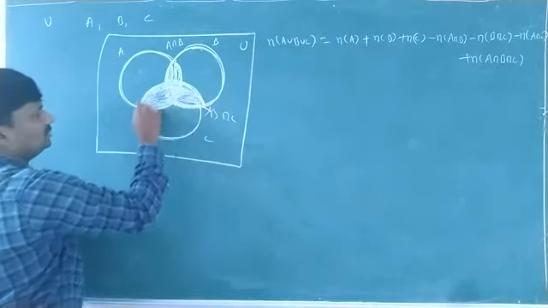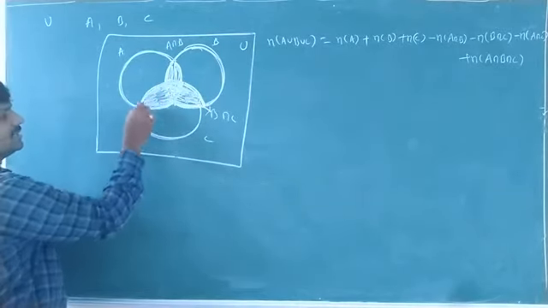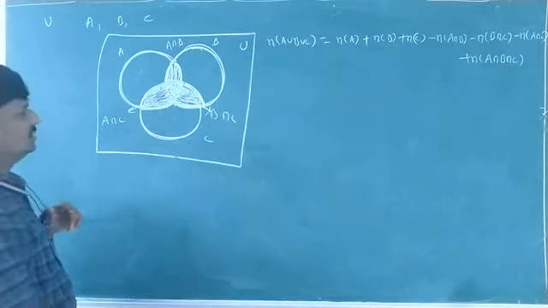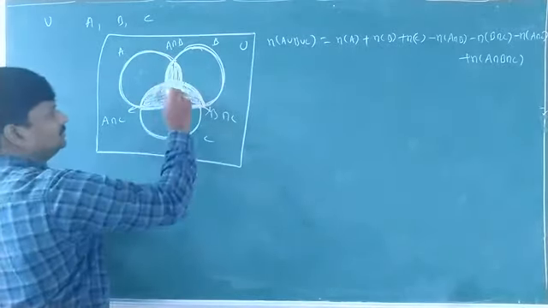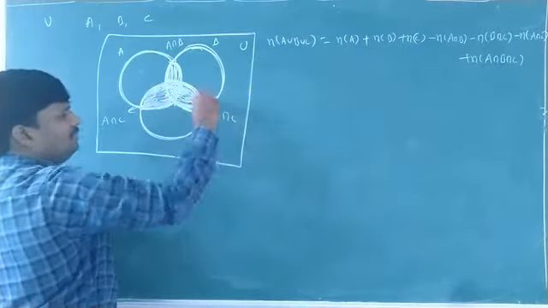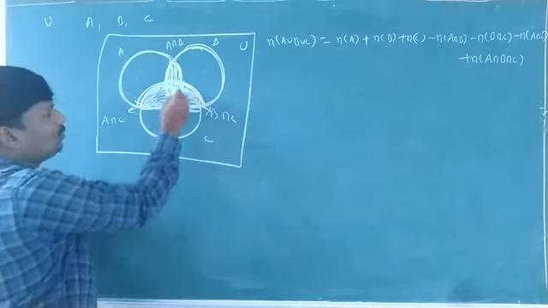What about this shorter part? This one. This one. What is the shorter part? A intersection C. This part is A intersection C. Understand? So this part A intersection B, this part B intersection C, this part A intersection C. And what about this part?